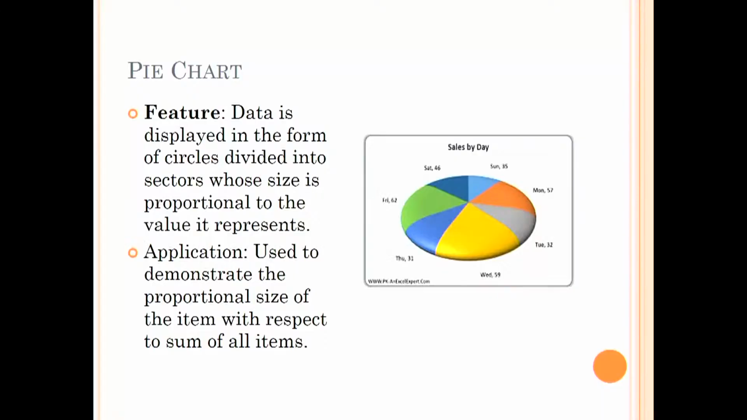Next very important chart provided to us by spreadsheet is pie chart. Pie chart displays the data in form of circle divided into sectors, the sizes of which are proportional to the value which it is representing. Application of pie chart is it is used to demonstrate the proportional size with respect to the sum of all items. So these were the different charts which are given to us by spreadsheets.